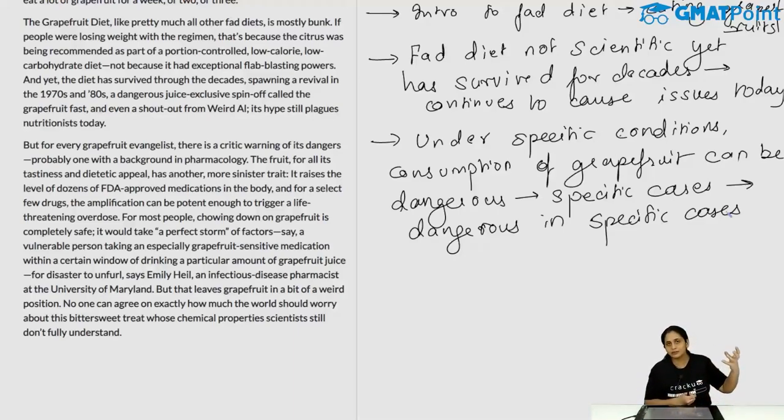So the author begins by debunking the grapefruit diet, and he also highlights a potential dangerous issue related to consumption of grapefruit. So now that you understand the message of the paragraph, now we can take a look at the questions. We understand exactly what he is trying to say. There is no upside to it, but under certain conditions, there is a significant downside to it, okay? So, now that you understand the message, let's take a look at the questions.